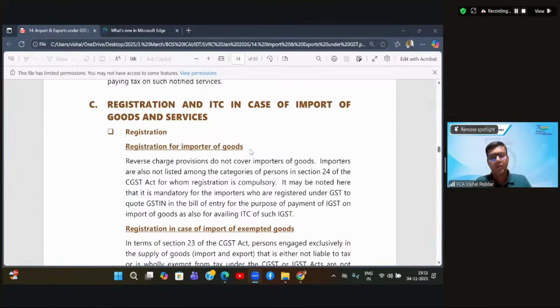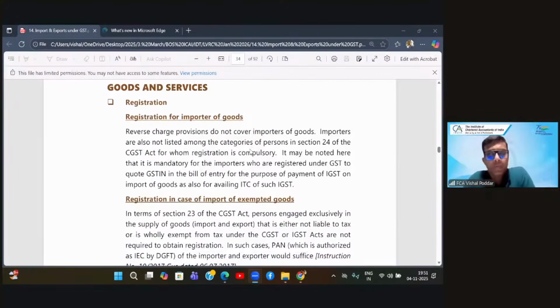Now the next part is registration and ITC in case of import of goods and services. Now we have to understand that registration is compulsorily applicable as per the provisions of section 24 whenever you are liable to pay tax under RCM. Now, in case of import of goods where the ITC is to be availed, you will need registration, but not for import, but for availing ITC.